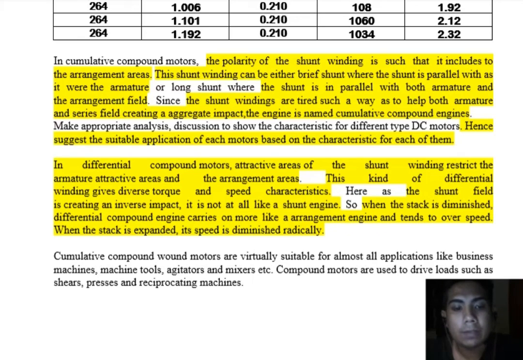So cumulative compound wound motors are virtually suitable for almost all applications like business machine, machine tool, agitator and mixture, and so on. Compound motors are used to drive loads such as shear presses and reciprocating machines. So that's all from me.